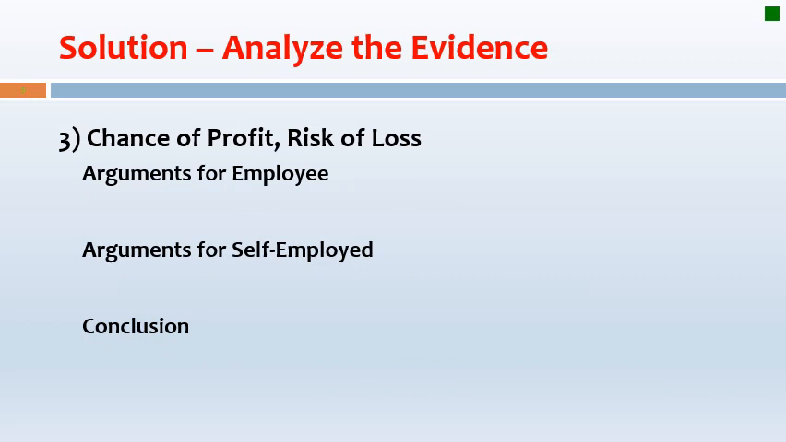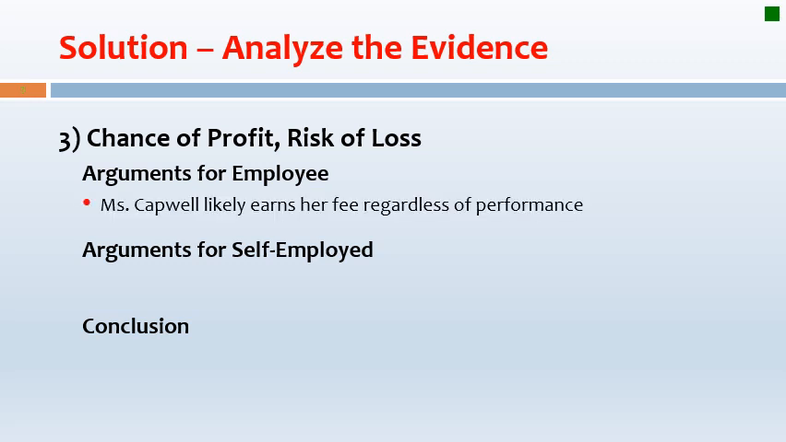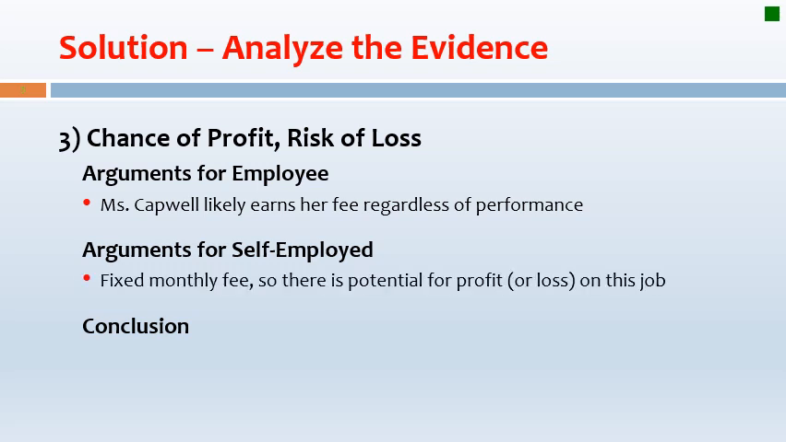The third test that we take a look at when we're determining whether or not Ms. Capwell's an employee or self-employed is whether or not she incurs the risk of any losses or has the chance to profit on this particular job. Now, we know that she earns her fee regardless of her performance, so in that sense, we can kind of think about her as an employee. She's almost getting a salary here. Arguments the other way are the fact that this monthly fee is fixed. There's nothing in the contract that stipulates that Ms.